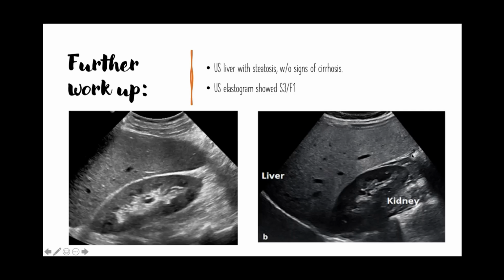So she has hepatomegaly, even on exam the liver span was 20, where the normal is up to 12 to 14. And she has steatosis, and she also got an ultrasound elastogram, which showed steatosis grade 3. So this patient ended up having non-alcoholic fatty liver disease.